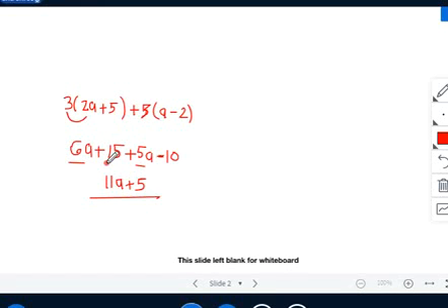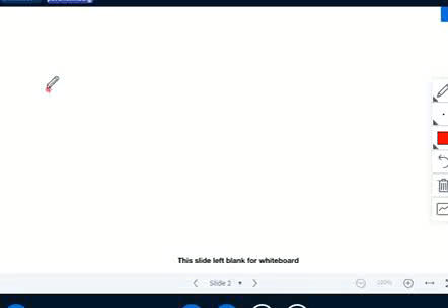Okay, next. Your multiplication is very much correct. Your problem is with the negative sign. Okay. Solve this.